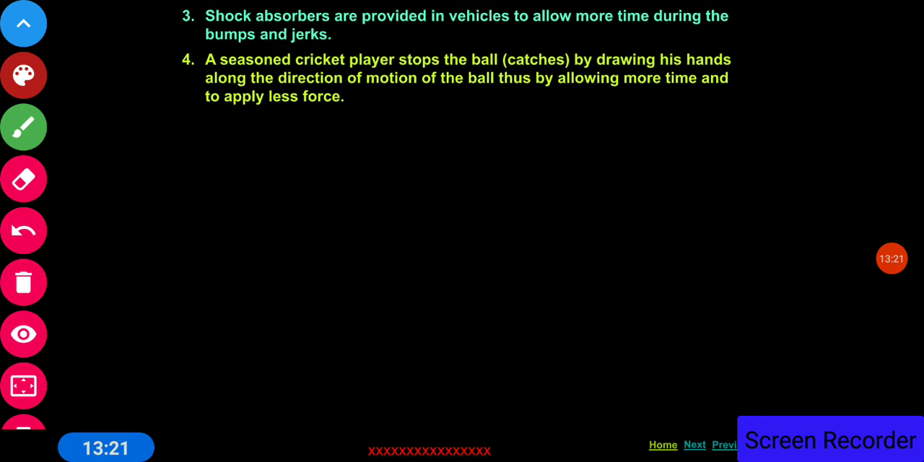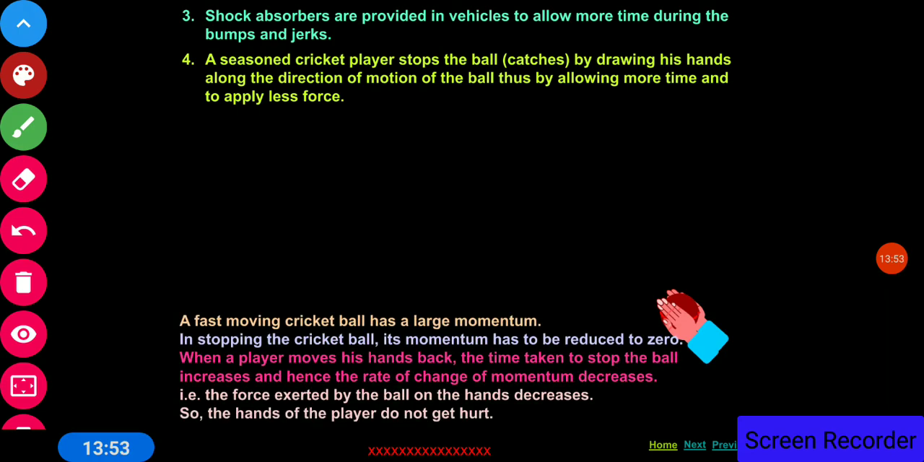Similarly, shock absorbers are provided in a vehicle to allow more time during bumps and jerks. A seasoned cricket player stops the ball by drawing his hands back along the direction of motion of the ball, thus allowing more time and applying less force. The cricketer draws his hands back, and in doing this he increases the time duration, so the impulsive force reduces. A fast moving cricket ball has a large momentum.